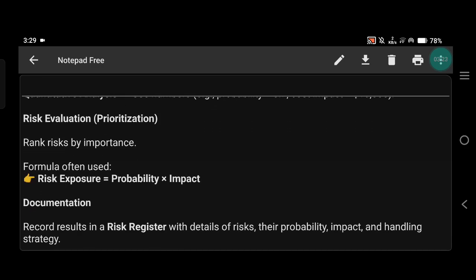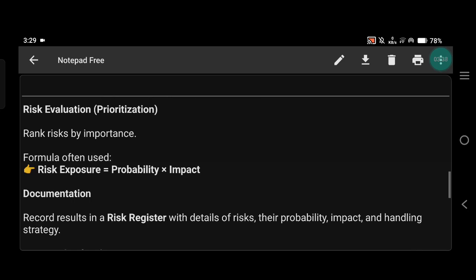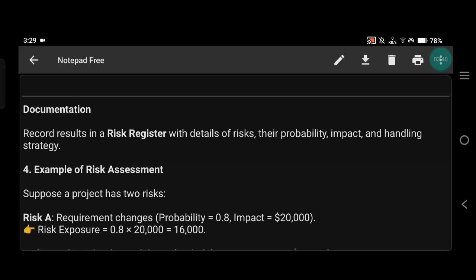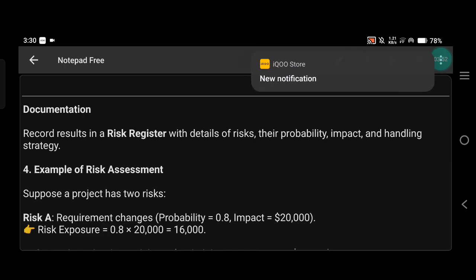Third is risk evaluation or prioritization. Okay, next we rank the risks based on importance. A common formula uses risk exposure equal to probability multiplied by impact. Okay, then documentation. Finally, we record everything in a risk register which contains details about risks, their probability, impact, and how we plan to handle them.